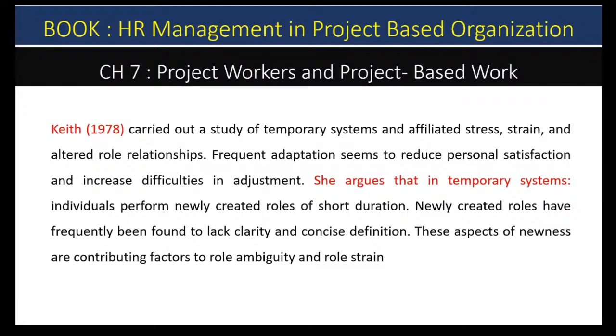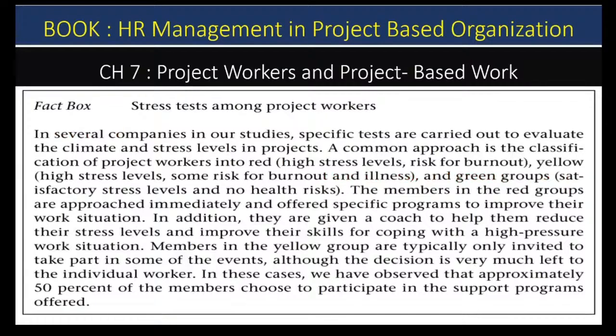So, Keith carried out an investigation of temporary systems and associated stress, strain, and changed role relations. Regular variation seems to decrease individual satisfaction and increase challenges in change. She argues that in temporary systems, people perform newly created roles of short duration. Newly created roles have frequently been found to lack clarity and compact definition. These aspects of newness are contributing factors to role ambiguity and role strain. Next slide, please.